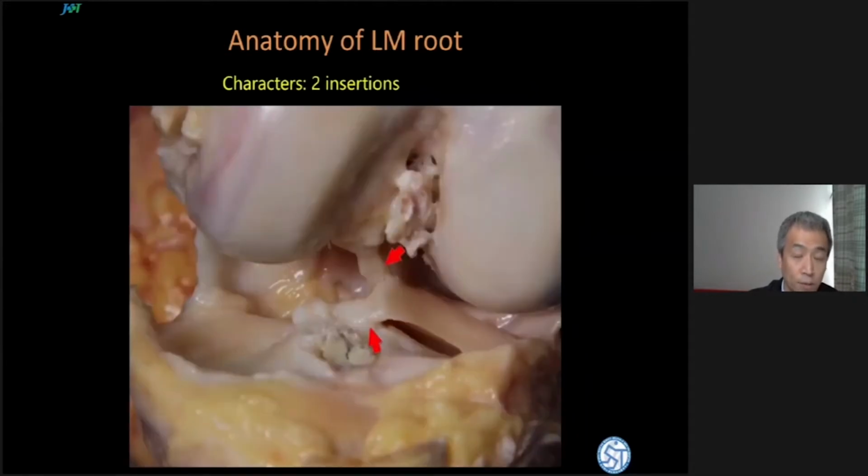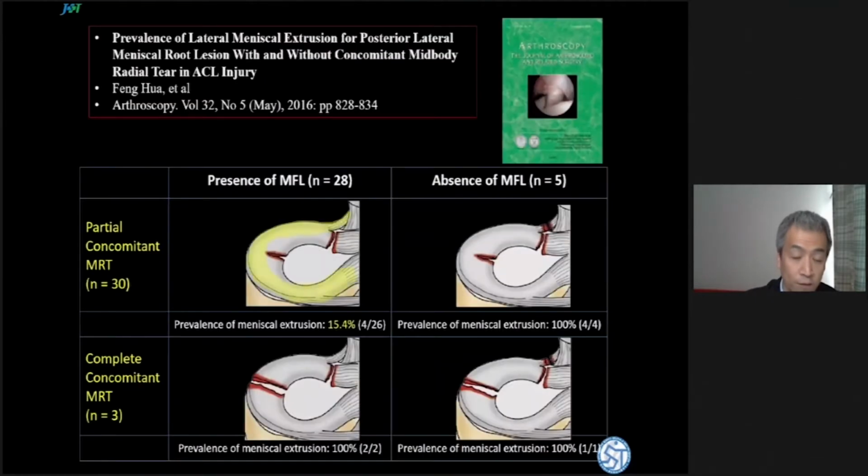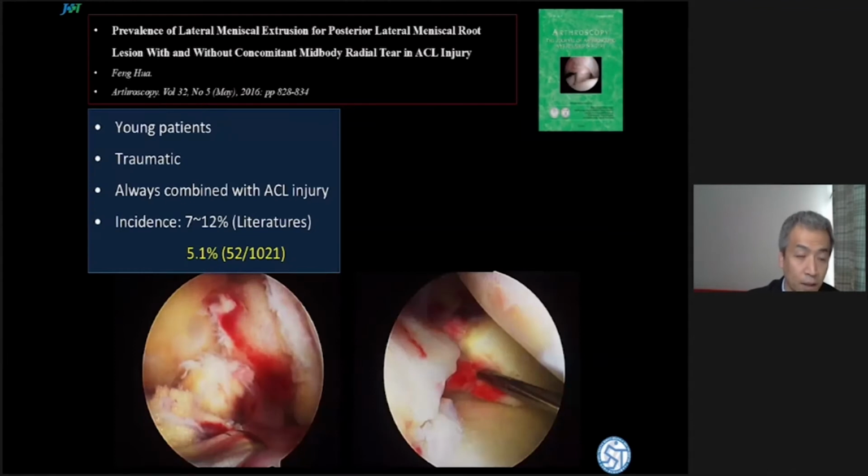Because of the special anatomy of the lateral meniscus root, it has two different insertions. One is the MFL, the soft tissue insertion, and the other is the insertion to the tibial plateau. So if only one of the insertions is ruptured, it will not result in very significant meniscus extrusion. But if both are ruptured, or the body part of the meniscus is ruptured, it will result in very significant meniscus extrusion.